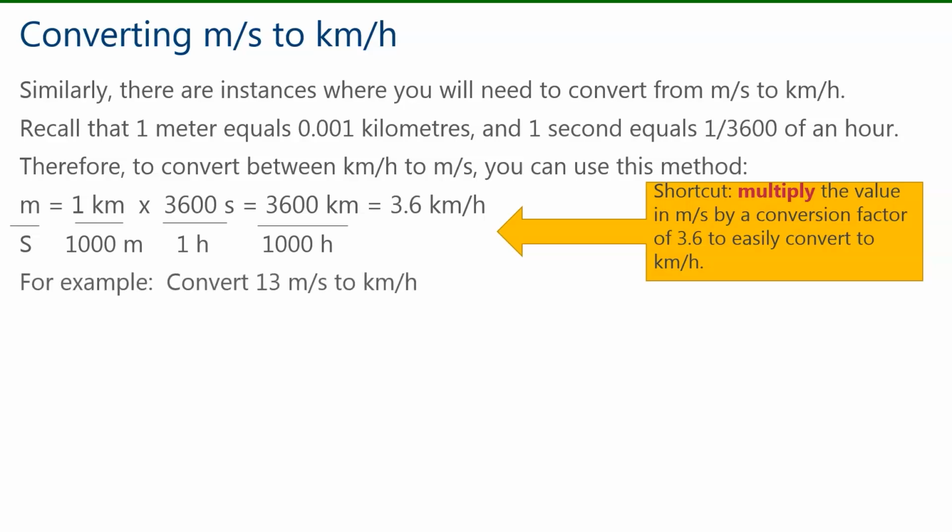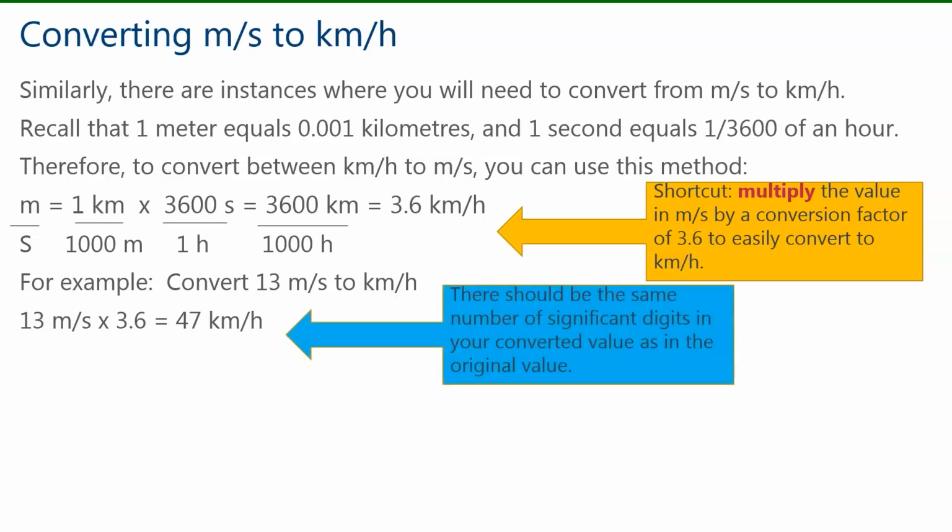Let's look at an example. Convert 13 meters per second to kilometers per hour. We're going to multiply 13 meters per second by the conversion factor of 3.6. That gives us 47 kilometers per hour. Note that there should be the same number of significant digits in your converted value as in the original value. We had 2 in the original value and 2 in our answer.